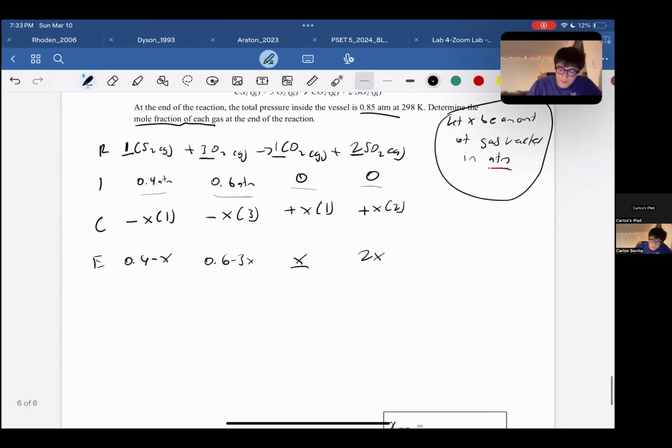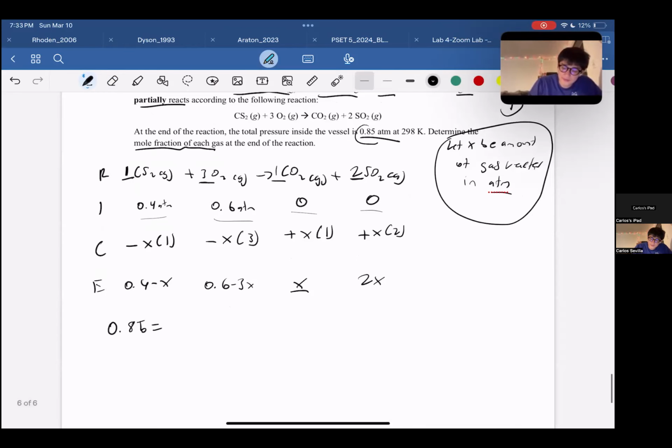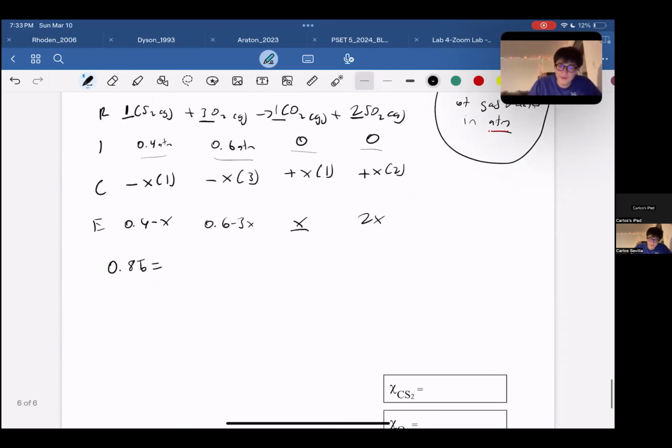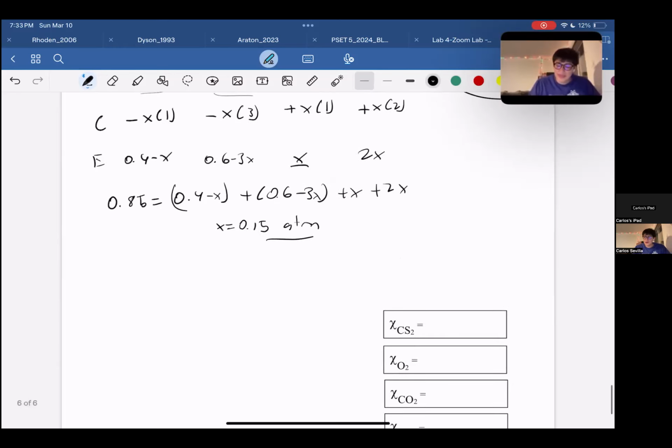And now, to calculate the mole fraction, we need to figure out what x is equal to, right? And then we have this additional piece of information that the total pressure at the end in the vessel is 0.85 atmospheres. Cool. So then we can just add the total amount of gas at the end together from both the reactants and the product side. And when we solve this equation, we get the solution that x is equal to 0.15 atmospheres. Excellent. But then how do we get to the mole fraction?